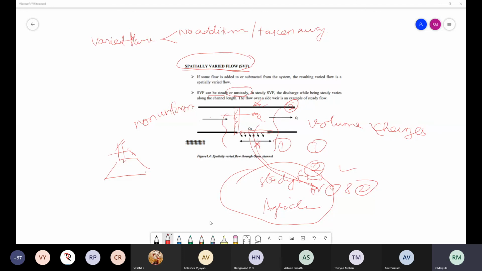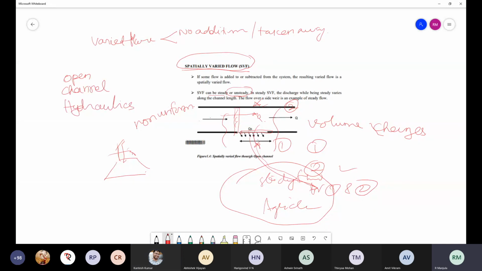Ma'am, which book to follow for this course? You can follow Todd, Subramanya. All the books you can follow. Subramanya's Open Channel Flow is also a good book. Todd, Open Channel Hydraulics. Any book on open channel hydraulics you can follow, because all the topics are covered in that.